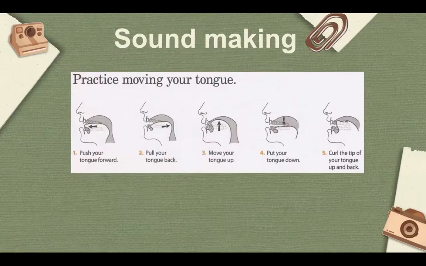Okay, so move on. After you practice moving your mouth, you also need to practice moving your tongue. So we have 5 steps here. The first, you need to put your tongue forward. Step 2, you pull your tongue back. Step 3, you move your tongue up. Step 4, you put your tongue down. And the last one, you curve the tip of your tongue up and down. So here are the 5 steps to practice moving your tongue. You need to practice moving your tongue and also moving your mouth before you make the sound.